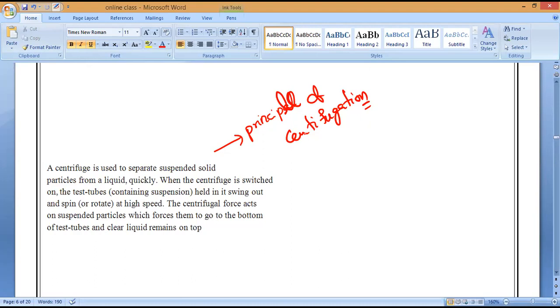Once it is over, let me know. Are you clear? Everybody should learn the principle of centrifuge. Understand, Arun Kailash? Gokul?